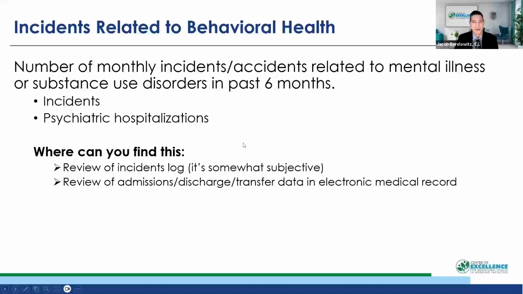And so where can you find this information? You can review your incident log, take a look through the incidents and determine which ones you feel may have been related to behavioral health needs. I say take a look at the last 6 months, but maybe you're blessed and you've had very few incidents in the past 6 months. So then look back at 12 months, choose a proper amount that will give you a good sample so that you can get an idea of your needs. And you can also look at the ADT data in the electronic medical record to see any psychiatric hospitalizations that would tell you it was behavioral health related.